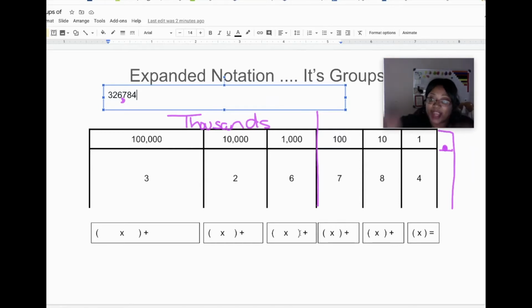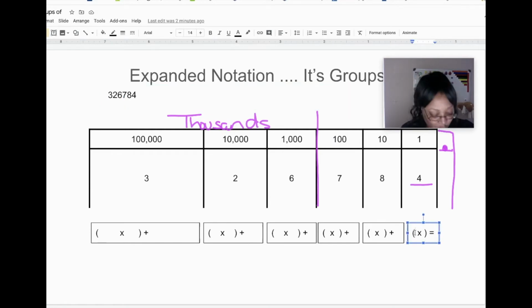Now we have to write in expanded notation, groups of. All right, so let's start with the ones. How many groups of 1 do I have? I think I heard the right answer. We have to look and see what number is here. What number is that? That's how many groups you have. Very good. So we have 4 groups of what? 1. 4 groups of 1, guys. That's what the number is.